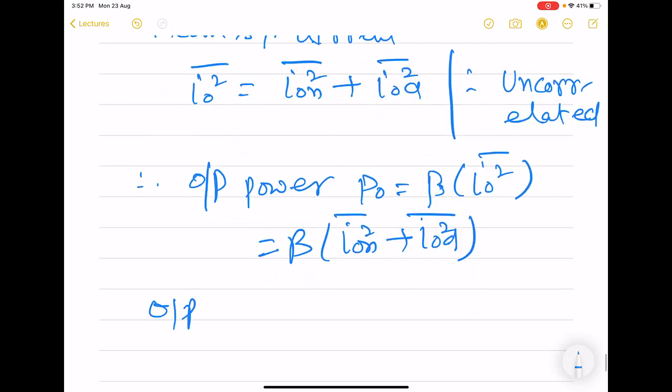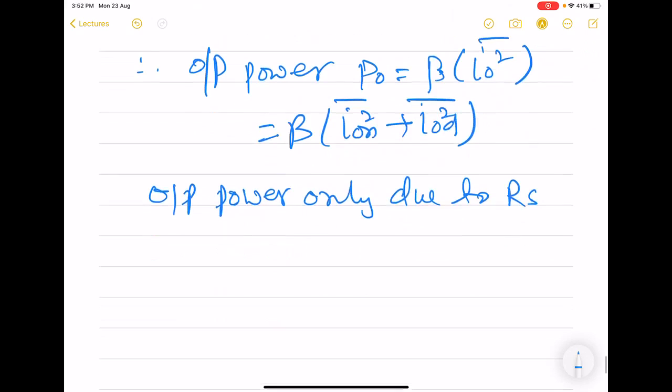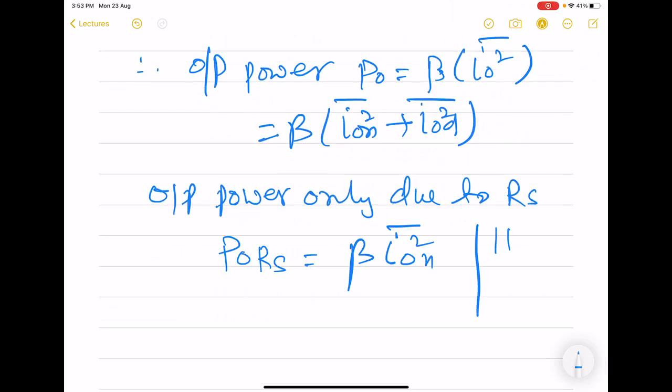And the output power only due to RS, which we will call as PORS, is going to be the same factor beta into ION mean square. Beta we have already derived. So this is assuming the Norton model for the MOS.